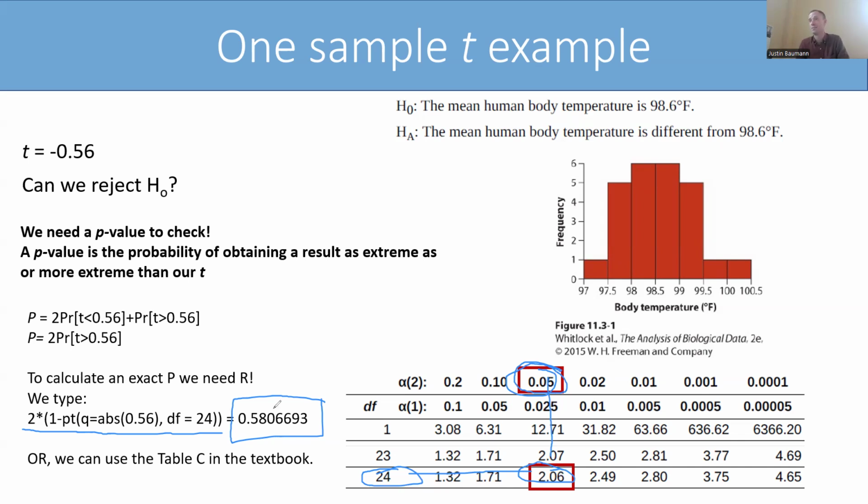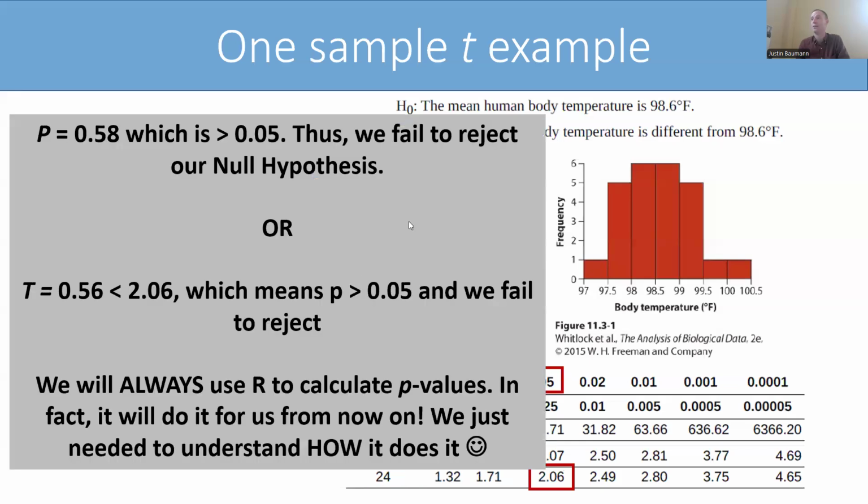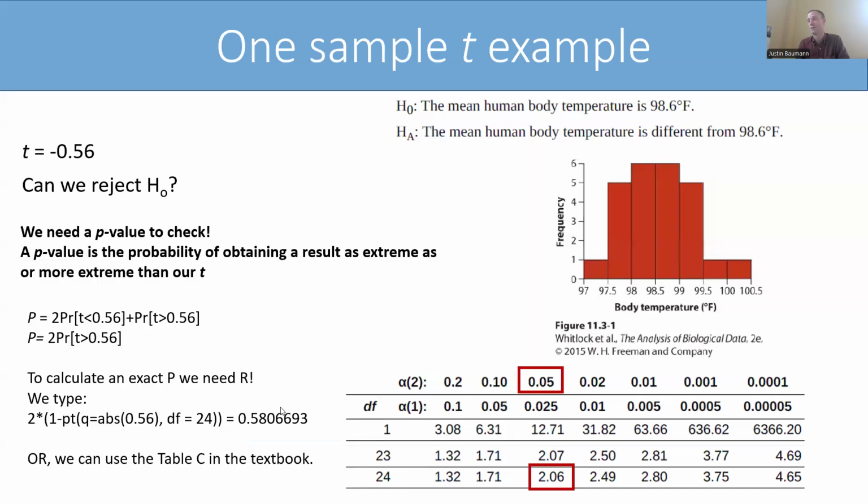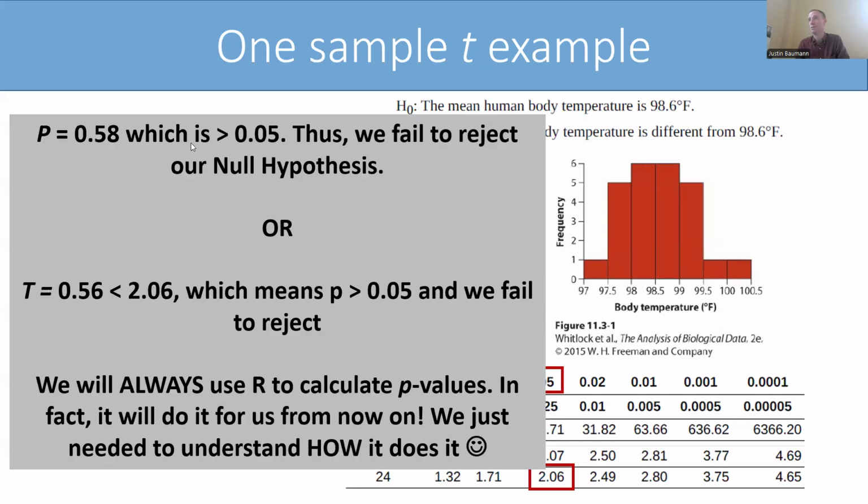It does not, right? That means our sample mean and our population mean are not statistically different from one another. All right, here you go. P equals 0.58. We calculated that here, which is greater than 0.05, so we fail to reject our null hypothesis. Or we used the table and we found that the T is equal to 0.56, which is less than 2.06, which means that P is greater than 0.05, and we fail to reject our null. We'll always use R to calculate these values, but now you've seen how to do it twice.